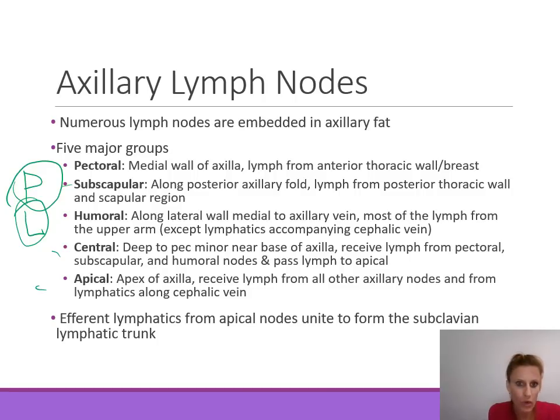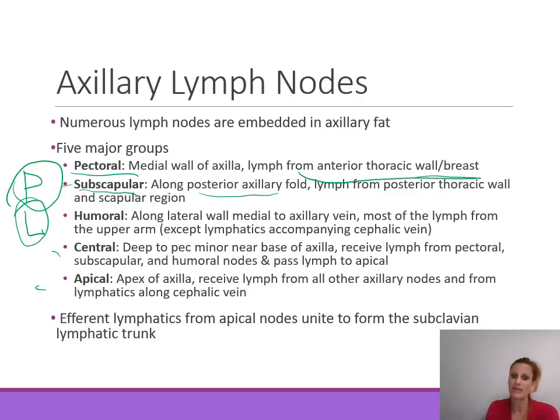So the pectoral nodes, as said, they're by the pectoral region. They're located in the medial wall of the axilla, and they mostly are not taking lymph from the arm. They're taking lymph from the anterior thoracic wall and the breast region. The subscapular or posterior lymph nodes are along the posterior axillary fold, the skin fold that's at the back of the axillary fossa.